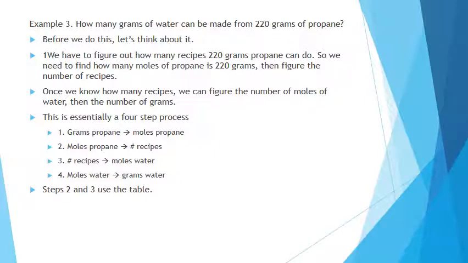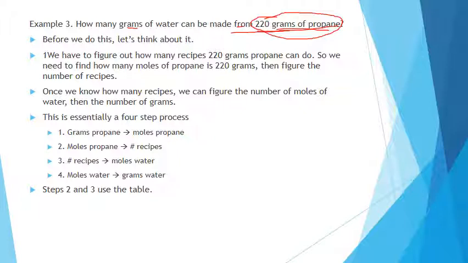Okay, example number 3. How many grams of water can be made from 220 grams of propane? Now this one, the table's not even in this. You have grams and grams, you don't have moles or recipes. But what you've got to do is get into the table, because that will tell you the recipes, and you need to find recipes. So the goal is to find out how many recipes 220 grams of propane is, and from that you can figure out how many moles of water.